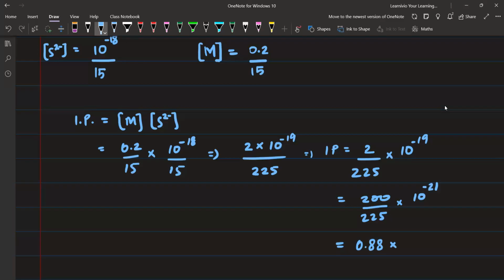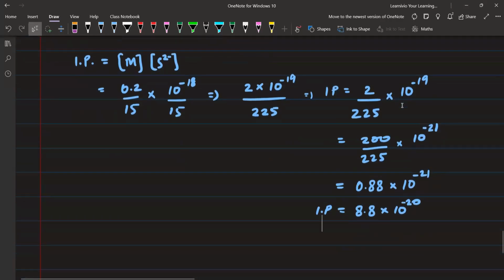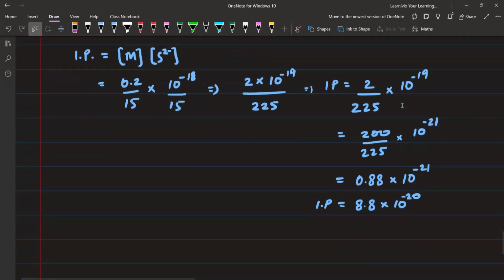into 10 to the power minus 21, which I can write as 8.8 into 10 to the power -20. This is the ionic product. Are you okay with the mathematics? Yes or no? Please tell me.